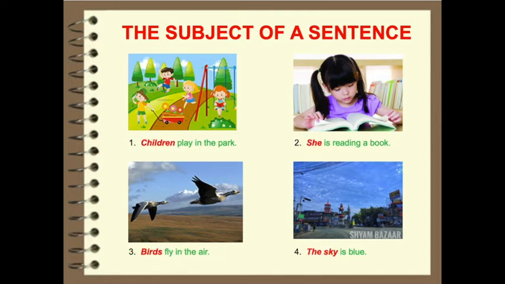Picture number 1. Children play in the park. Picture number 2. She is reading a book. Picture number 3. Birds fly in the air. And picture number 4. The sky is blue. I hope all of you got it right. Let us notice something important here. Each of the words that you filled up is either a noun or a pronoun. A noun is a naming word, and a pronoun is a word used instead of a noun.